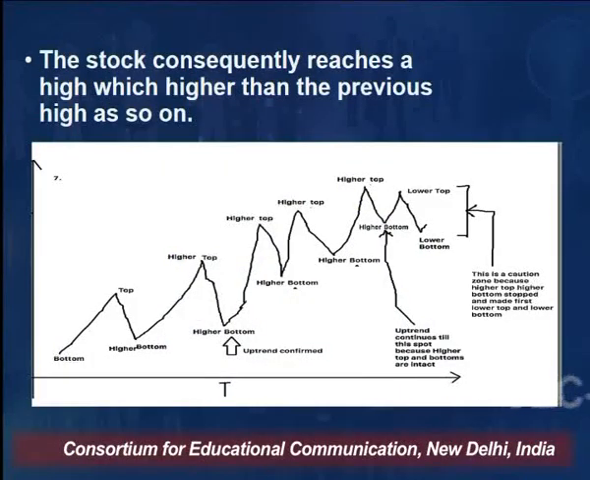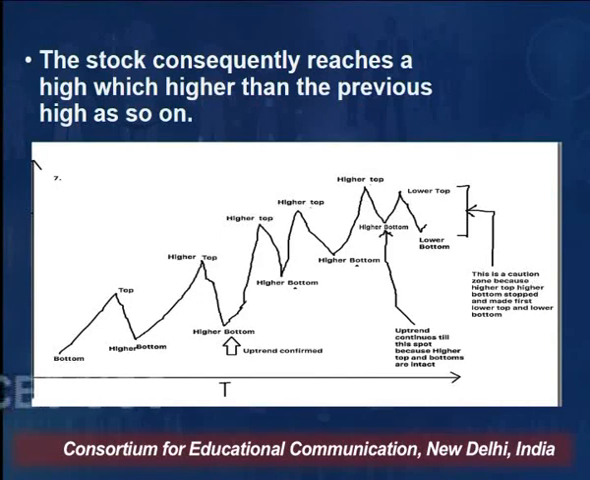When there is a situation of higher top and higher bottom, it means at each cycle, at each stage, the share price is going higher and higher. So it's a sign of bullishness in the market, when I talk of the stock in particular. Higher top and higher bottom is a widely used chart, used by technical analysts to judge whether the price of a share is in the booming phase or in the bearish phase.